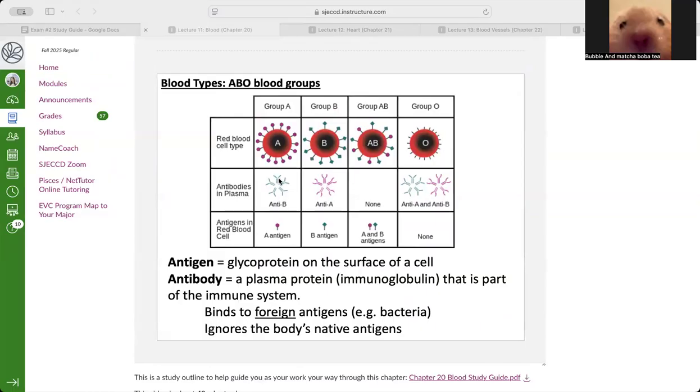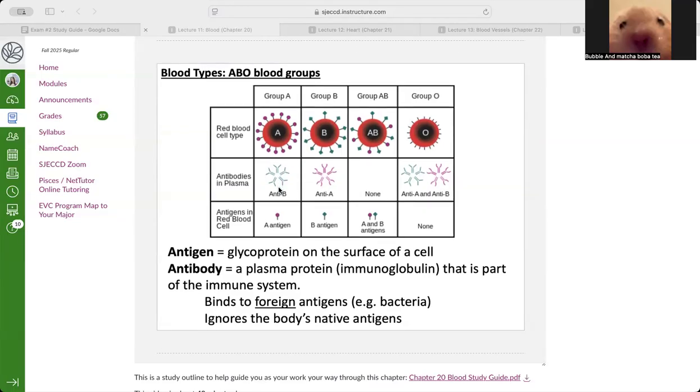So this is how I like to think of it. Group A has A flags. It doesn't have a B flag, so it will attack the B flag. I think they're constantly at war. I like to think of war. Antibodies travel through the blood plasma, and any time they find an antigen that doesn't belong in your body, they will attack it and destroy it. But if you give a foreign one, it will ignore the body's native origin. It starts doing this whole mess.